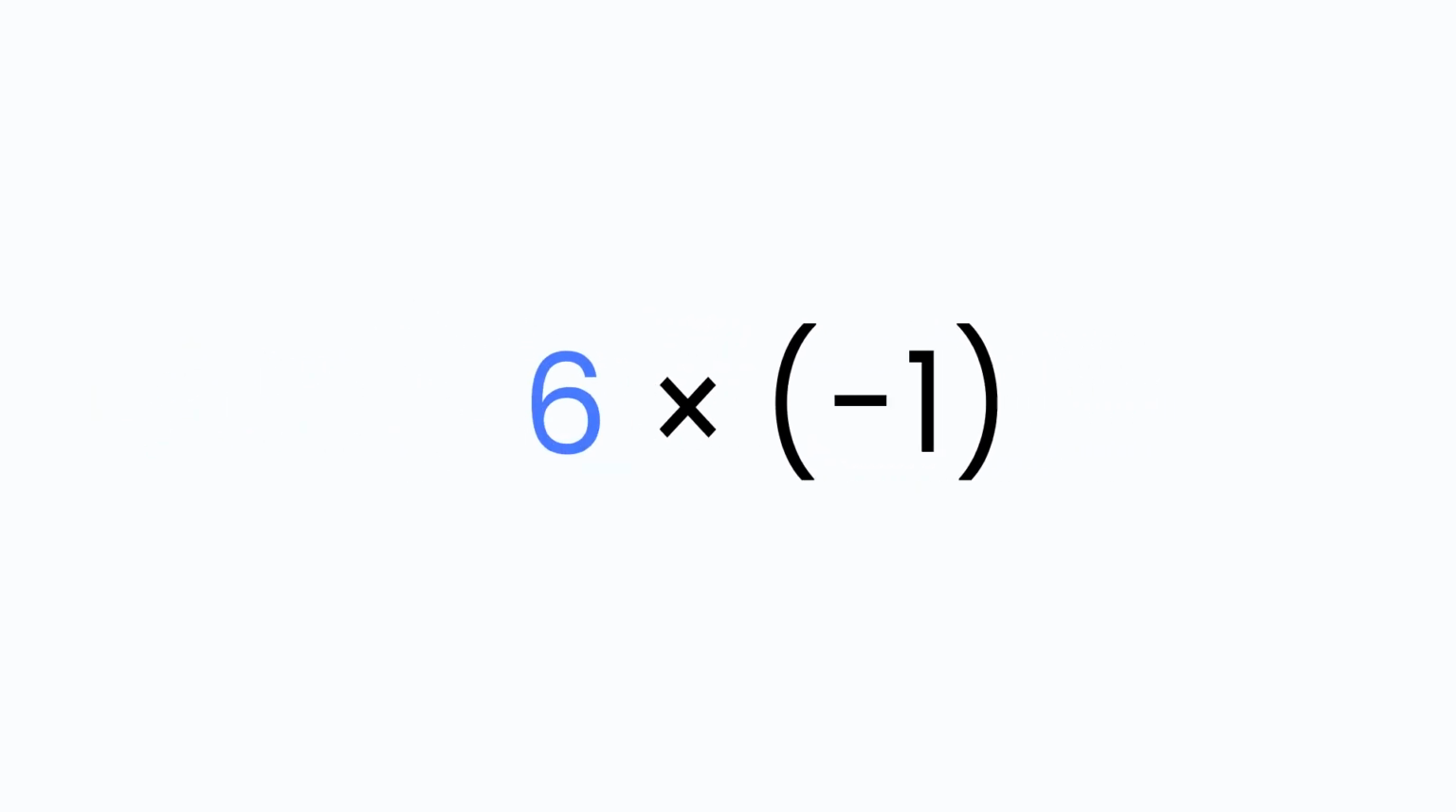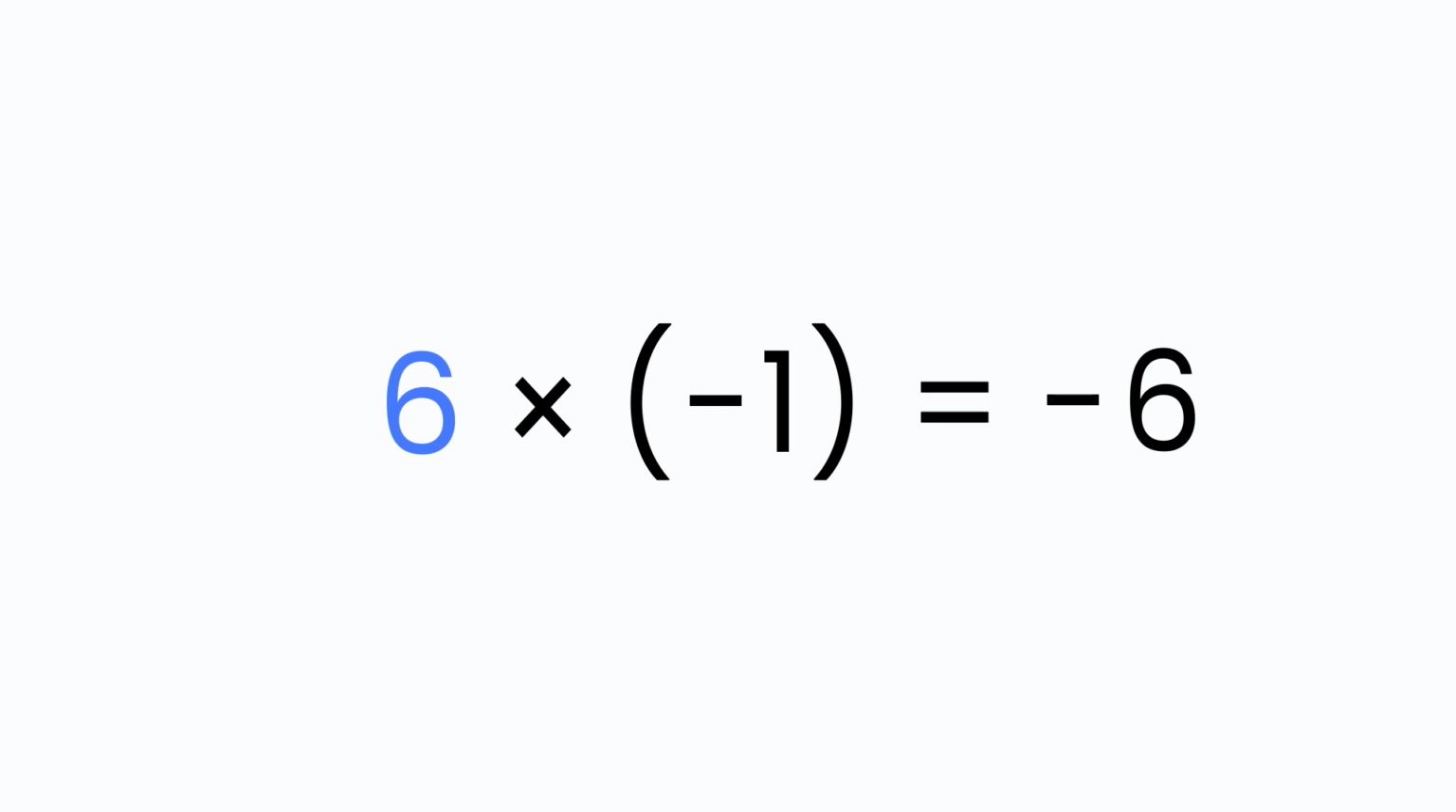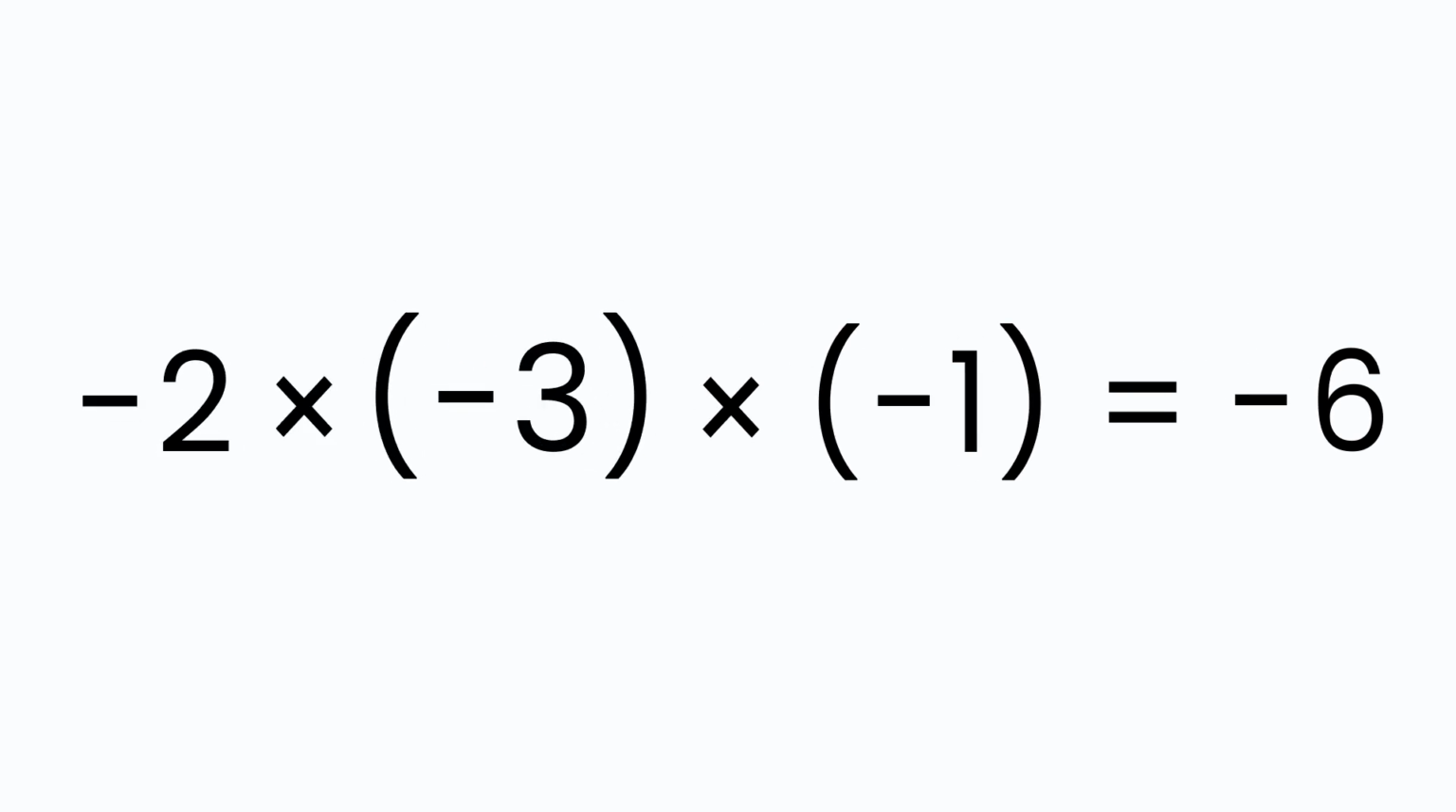That leaves you with 6 times -1. That product has one negative factor, which you've learned gives you a negative product. 6 times -1 is -6. So -2 times -3 times -1 is -6. 3 negative factors result in a negative product.